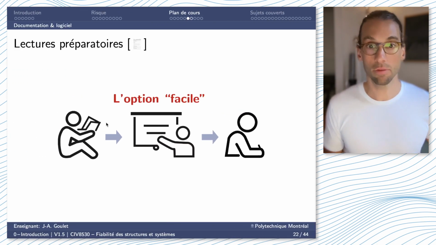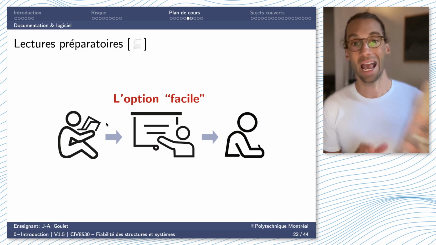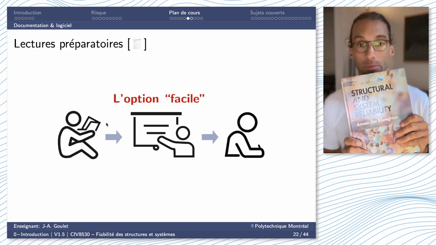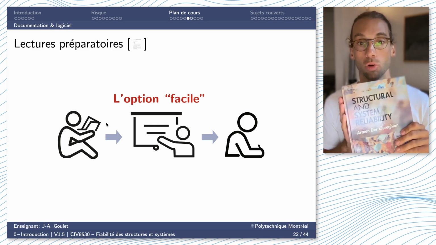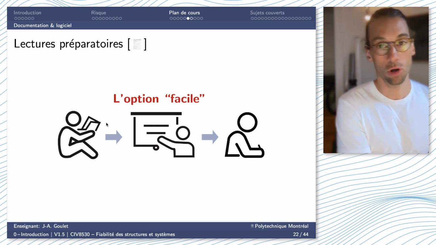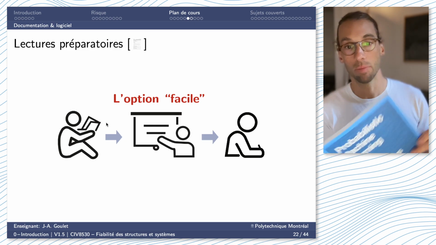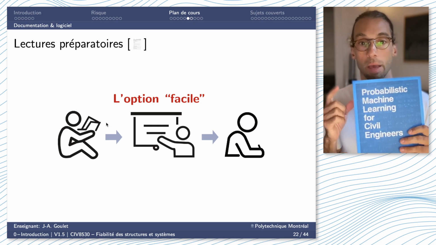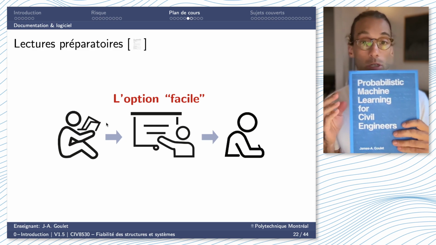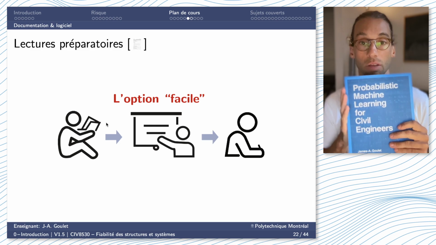And the 2 main references that we're going to use are the excellent book from Armen Kiureghian, Structural and System Reliability. This builds upon the course he was teaching at UC Berkeley. And if you want some more in-depth coverage about revision, whether it is about probability theory, linear algebra, all of this, and probability distributions, you can look at my book. This one is freely available online.